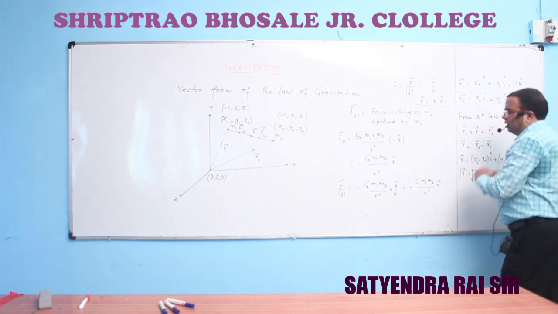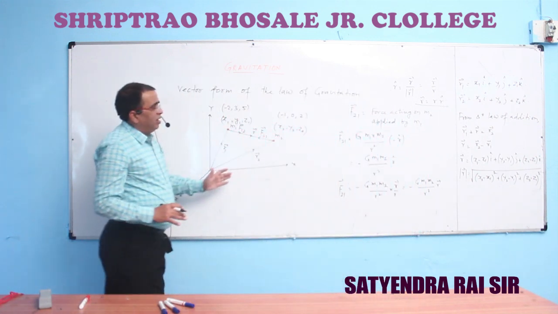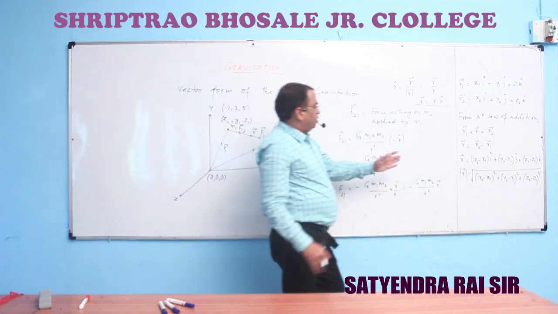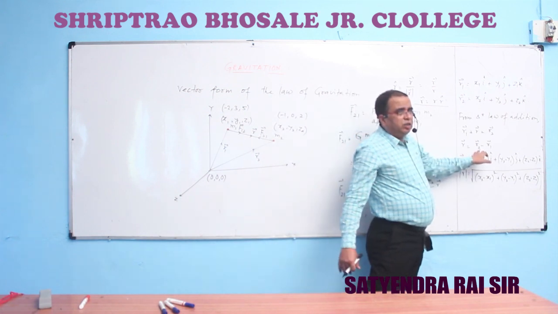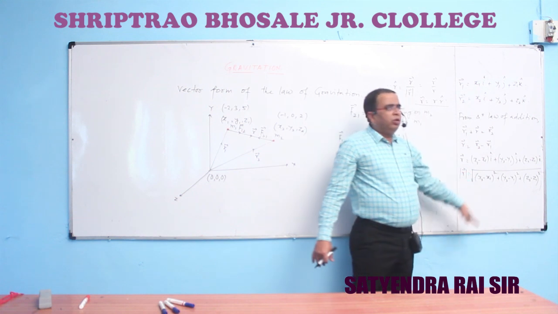Okay, so this is the thing. First of all, you are to find out the vector r. Vector r can be found out by subtracting r1 from r2 and writing an expression for r. You may go like this.